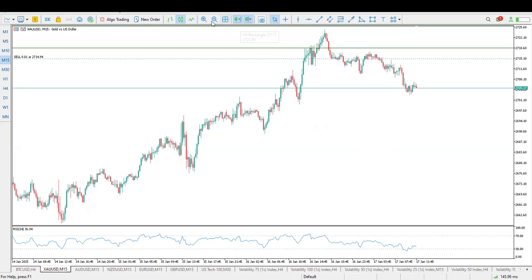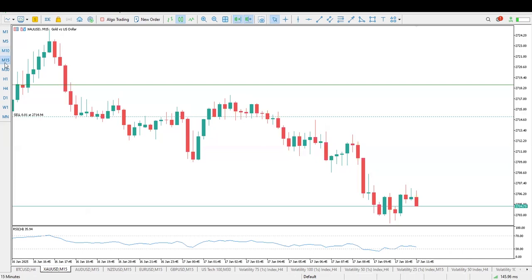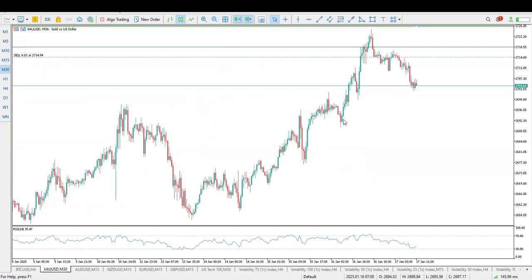Now, meaning this candle that is currently moving now, it will close by 1 o'clock, which is the next 15 minutes. Now, if you move to 30 minutes time frame, it means that each candle here represents 30 minutes.